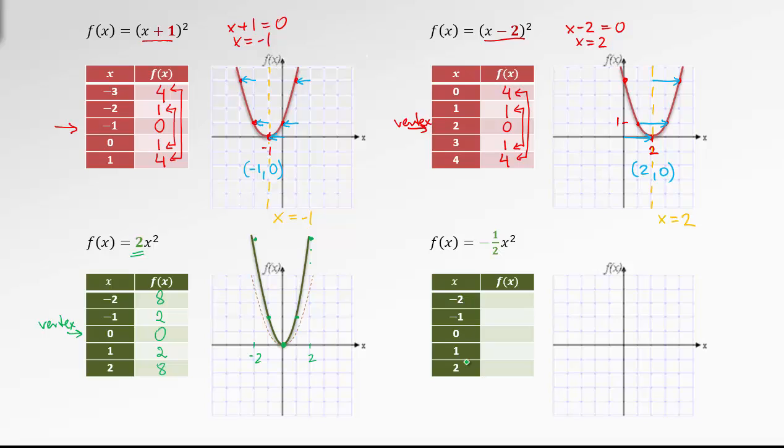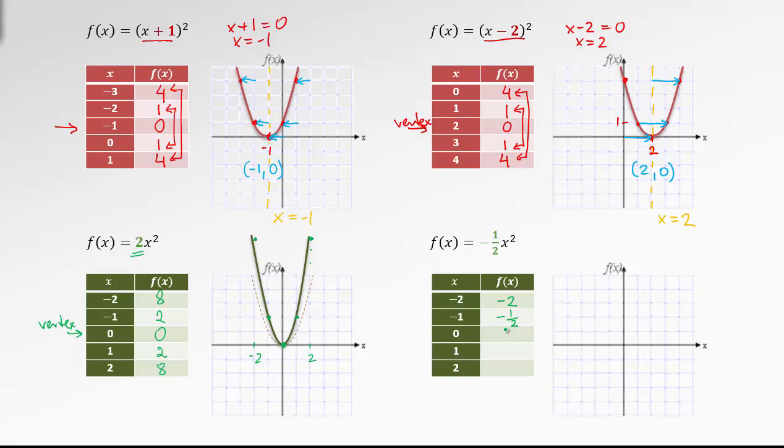Again, we'll use a table of values. -2 when squared, normally it's 4, but then we multiply by -1/2. -1/2 times 4 is -2. If x is -1, when squared, it becomes 1 times -1/2 gives us -1/2.